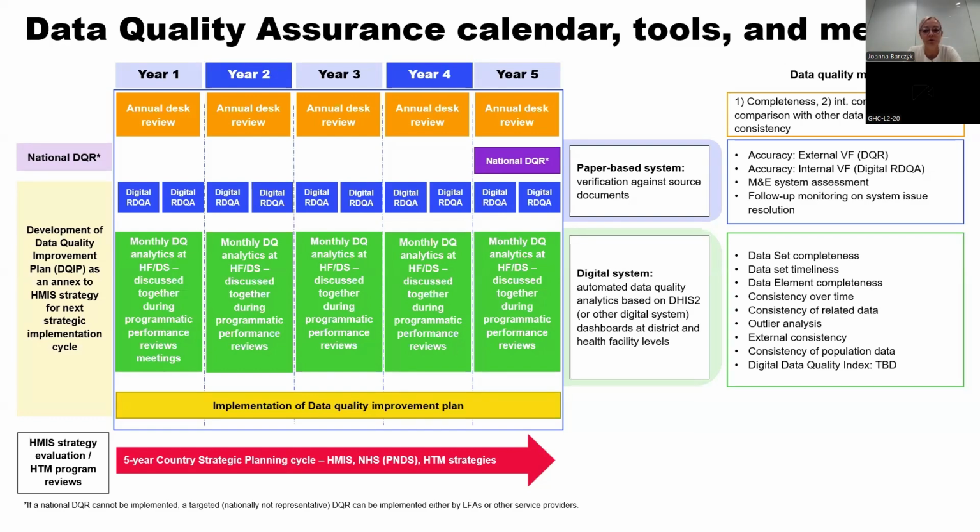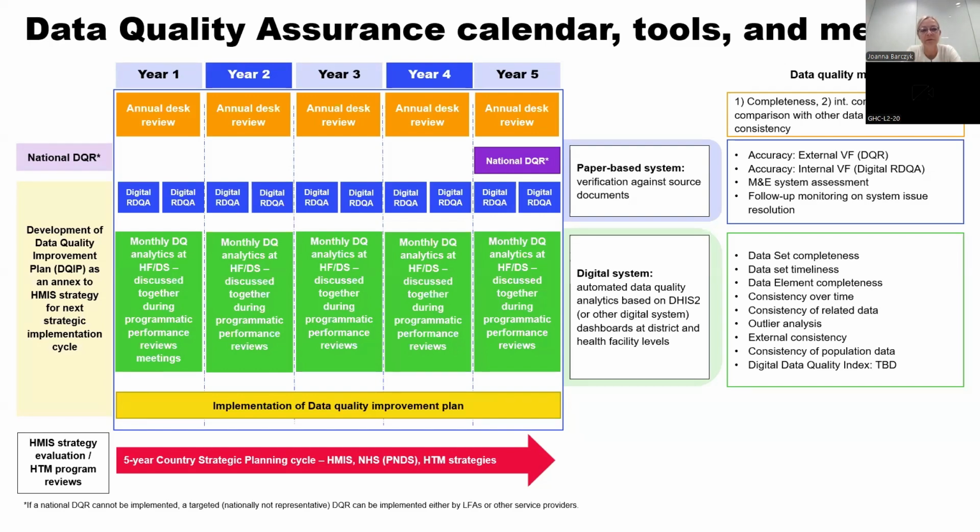So we have proposed to outline the interventions looking at the 5-year strategic planning cycle, because in many countries, your national health information strategies follow a 5-year cycle. So in this 5-year cycle, we would recommend that you would start with the implementation of a national data quality review, if you have the funds, if you have the resources to do such an intensive activity. If it's not possible, you can always rely on the targeted DQR, which is implemented by the Global Fund LFA. And it's the same methodology. It's just a smaller set of health facilities.